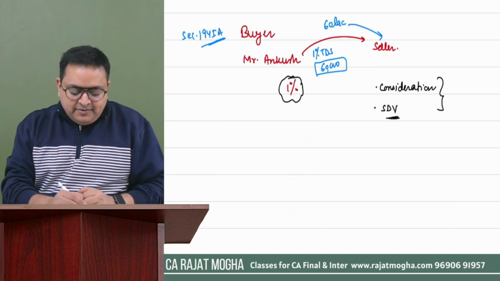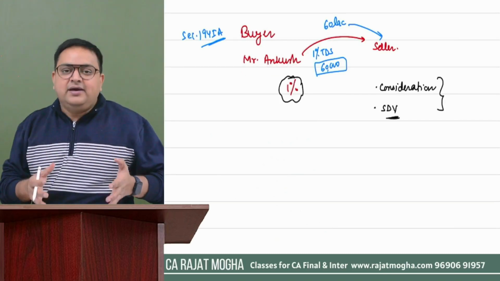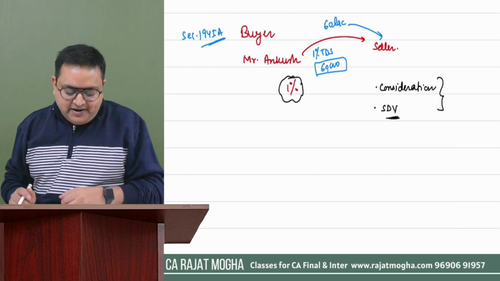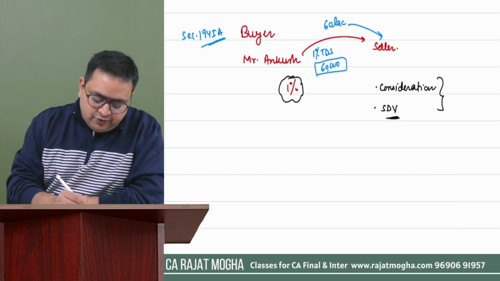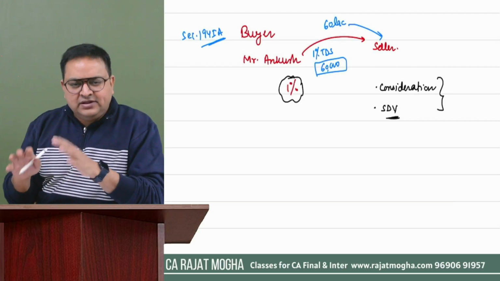Because why? Because he is just a simple person. He is a salaried assessee. We don't want to burden him with these compliances, right? So what will he do now? He will log in to the income tax portal. Those are the simple steps.